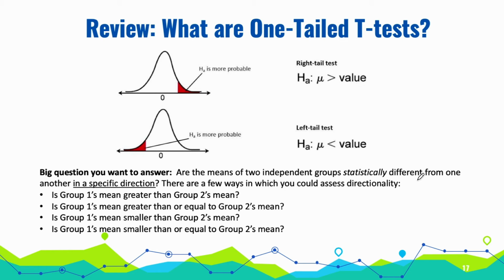There are a few ways in which you could assess this directionality. Is group 1's mean greater than group 2's mean? Is group 1's mean greater than or equal to group 2's mean? Is group 1's mean smaller than group 2's mean? Is group 1's mean smaller than or equal to group 2's mean?